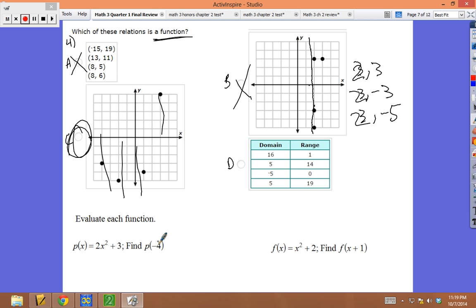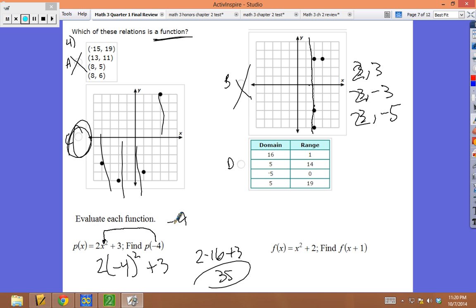Okay, evaluate a function. Substitute negative 4 in place of p. So you must first do exponents. That's your very, very first move. So copy the equation. In place of the x, put parentheses, and then take the x out and sub in a negative 4. So you have to do the exponents first. Negative 4 squared, negative 4 times negative 4 is 16. So it's really 2 times 16 plus 3. 2 times 16 is 32 plus 3. That should give you a 35. So what that means is this dot, negative 4, 35. If you go left 4, there should be a dot clear up at 35.